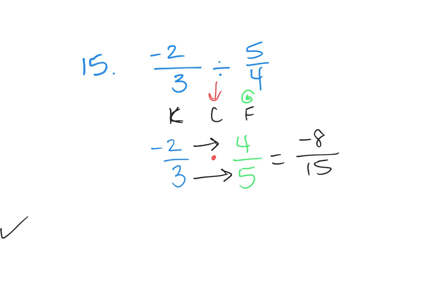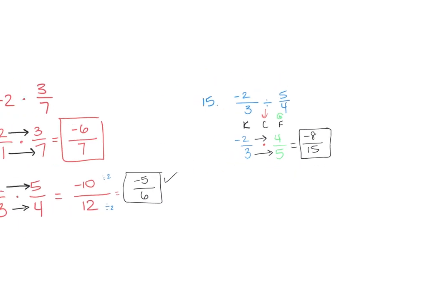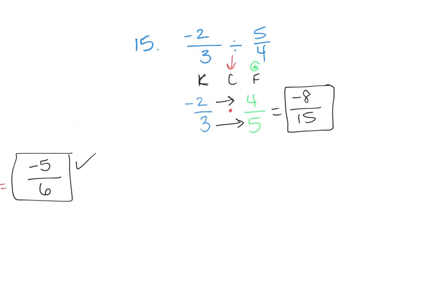Now, always check, can you simplify? 8 has factors of 2 and 4, 1 and 8. None of those are factors of 15. 15's factors are 3 and 5, excuse me, and 1 and 15. So there's nothing to simplify. We're going to box this in. It cannot be simplified, okay? All right, let's do one last one.